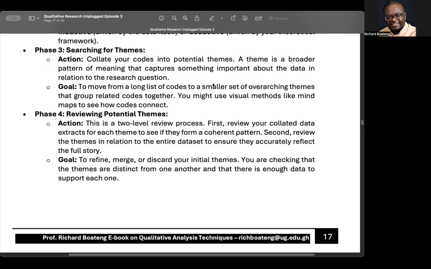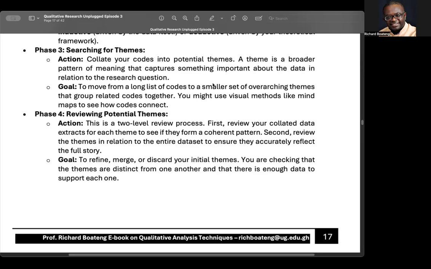Precisely. Phase 4 is reviewing potential themes. This is a refinement step. You review the themes you've generated against two things. First, do the collated data extracts for each theme form a coherent pattern? And second, does the overall set of themes accurately reflect the meaning evident in the entire data set? You might need to refine themes, merge some together, split others, or discard ones that don't have enough data or aren't distinct. Testing and tuning the themes.